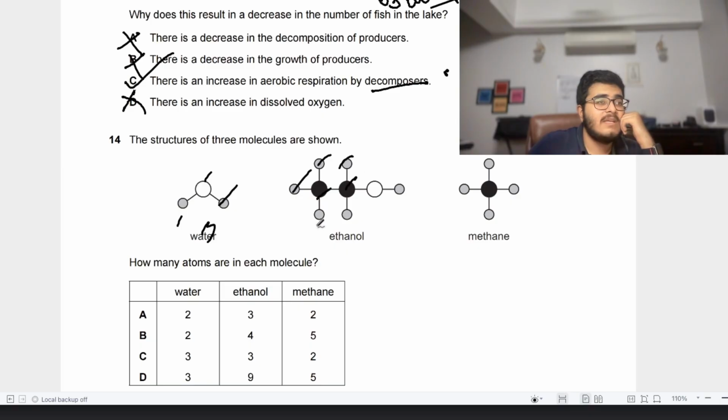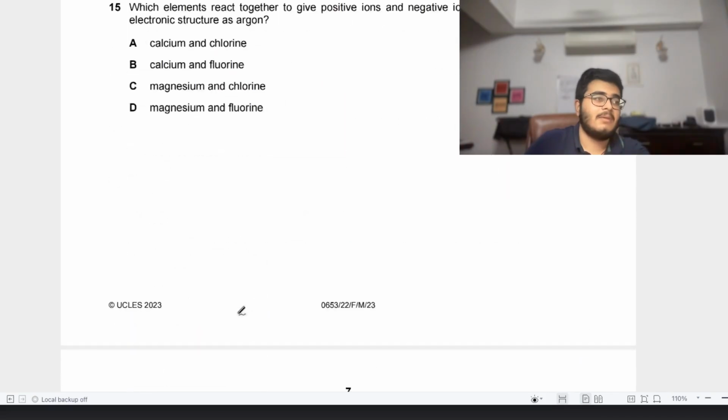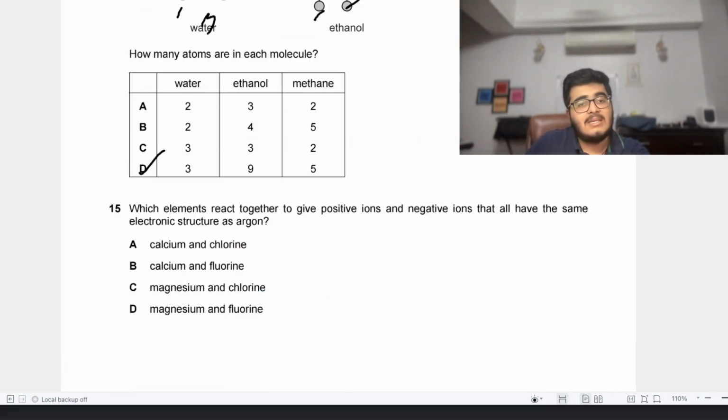1, 2, 3, 4, 5, 6, 7, 8, 9. So there are 9 atoms here. 1, 2, 3, 4, 5. There are 5 atoms here. So 3, 9, 5. So the correct answer for question number 14 is D part, which is very surprising to see. These kinds of questions are pretty rare.